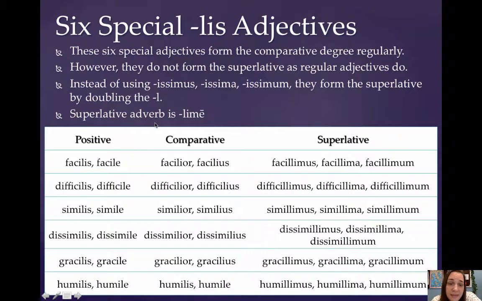If you look at the chart that I put here, you'll see that the comparative is exactly what you expect it to be. But the superlative, instead of using -issimum, is a double L. So facillimus, difficillimus, dissimillimus, humillimus, and so on and so forth. It is important to realize that it is just these 6 adjectives, because there are other third declension adjectives that end in -lis that are not going to form their superlative this way. They are regular. They're going to use -issimus, -issima, -issimum, just like you would expect. For example, fidelis, fidele in the superlative is fidelissimus, fidelissima, fidelissimum. That should be in your notes. I know it's not written down on the slide, but you should still write that one down.